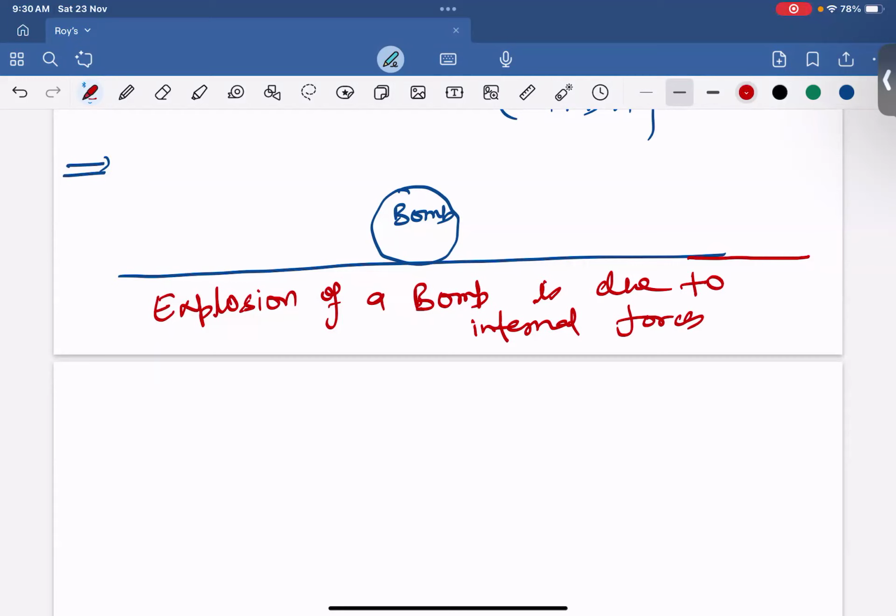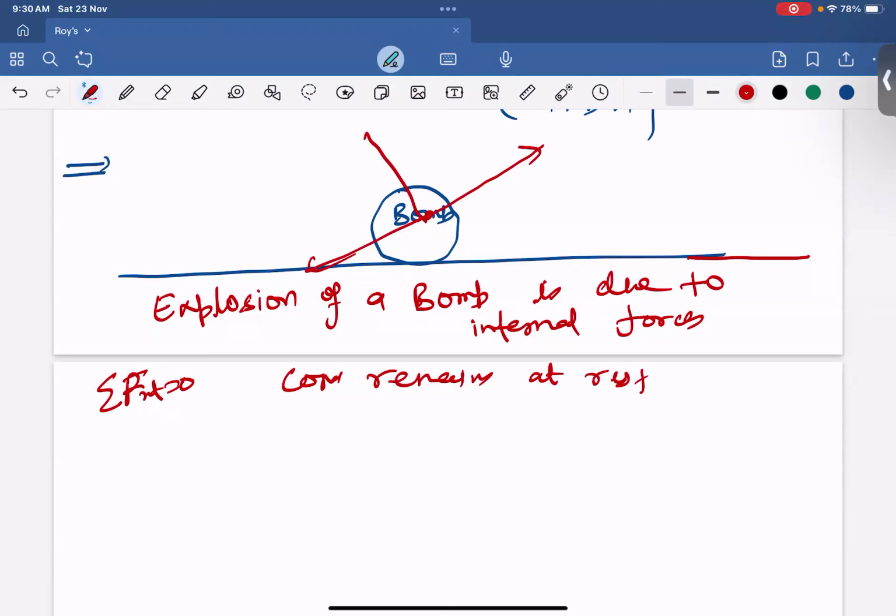Hence, in this process also, the center of mass remains at rest. There is no external force. The center of mass remains at rest. That's why, after the explosion, if one part is going in this direction, the other part will go in the opposite direction. When the bomb explodes, all the particles go in mutually opposite directions, so that if you find the center of mass of all particles, you will find it at this place only. The center of mass position is not changing due to explosion.